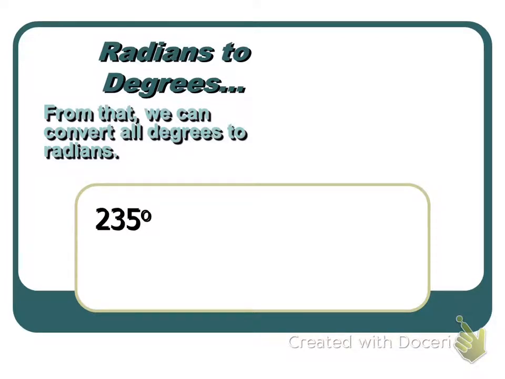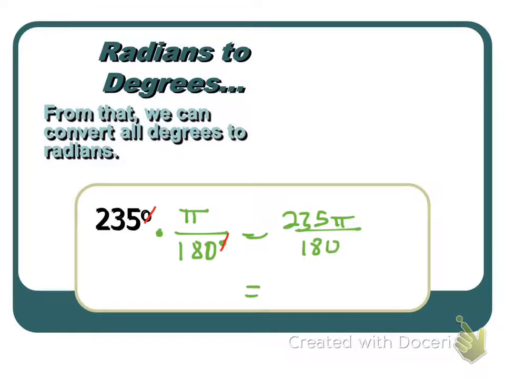235 degrees, if I want to convert that again to radians, I need the degrees to go away, so the degree unit needs to be on the bottom, so I'm going to multiply by pi over 180 degrees. Right? The degrees will cancel. And I'm left with 235 pi over 180. Both of those are divisible by 5.